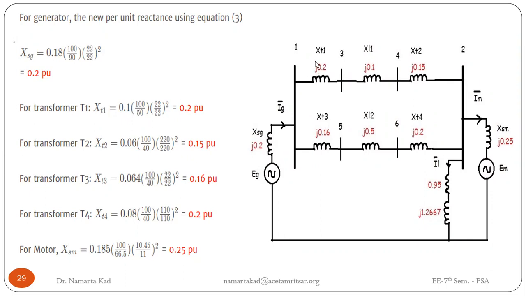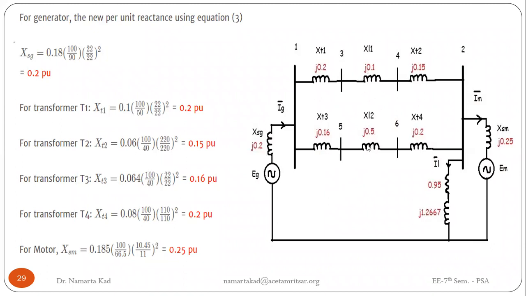Like transformer XT1 here, 0.2 per unit is there, so you can write it like j0.2 because this one is the reactance. Here it is j0.15. Here it is j0.16. Here it is j0.2. j represents your imaginary number, lagging load, reactive load.